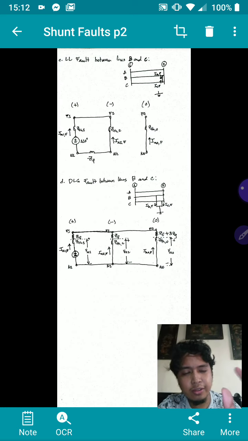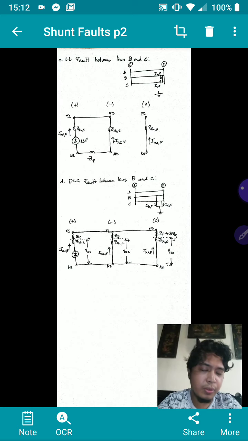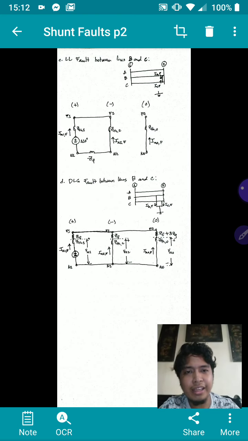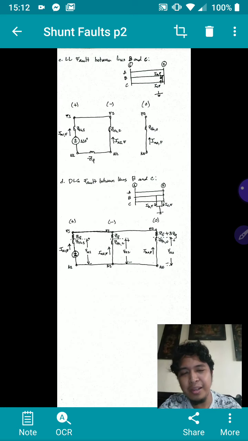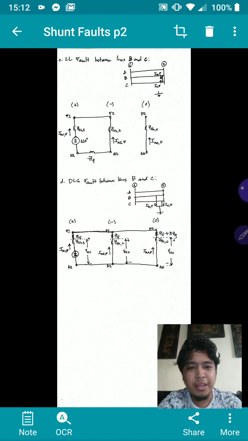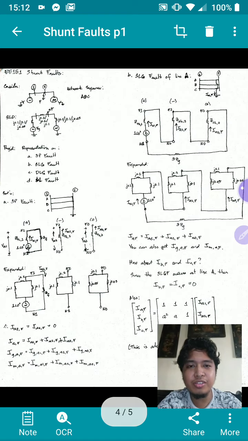If that happens, then we'll tweak the solution somewhere, but I'll do that in another video, I guess, because it will just bombard you with a lot of information. So I guess it's harder to digest that in a single video. So yeah, I guess that's it for the representations of shunt faults.